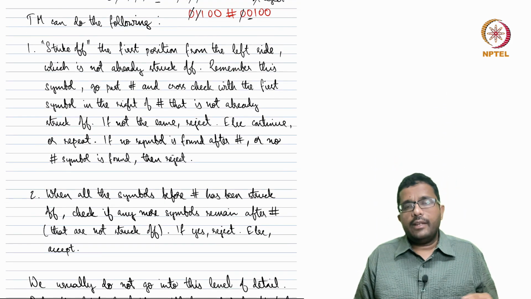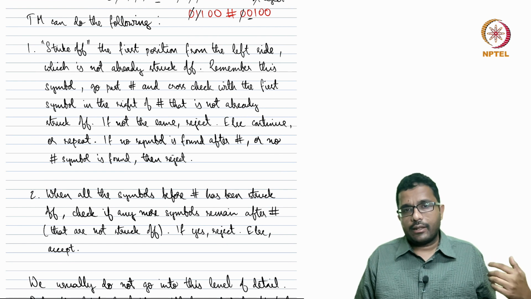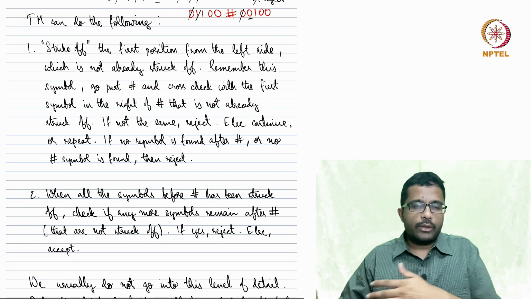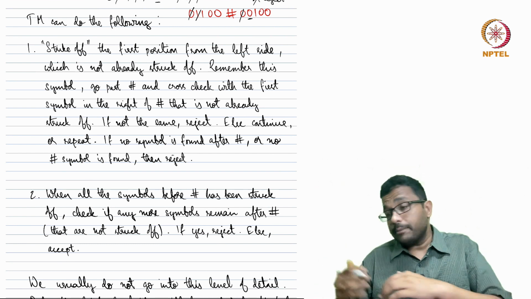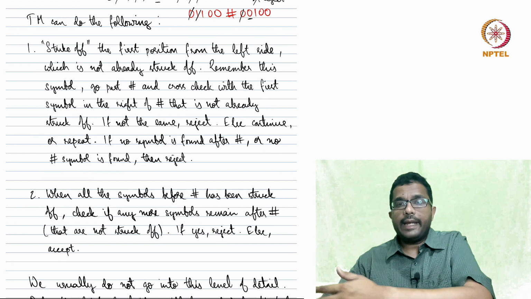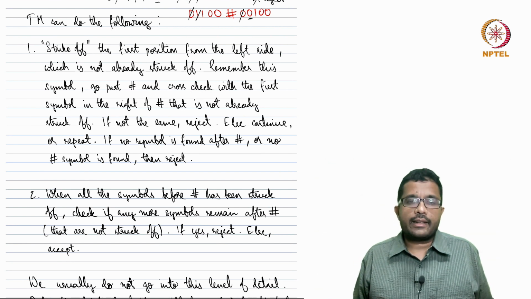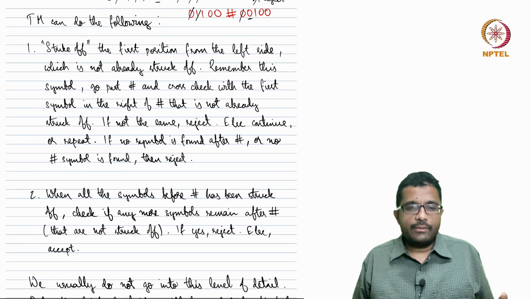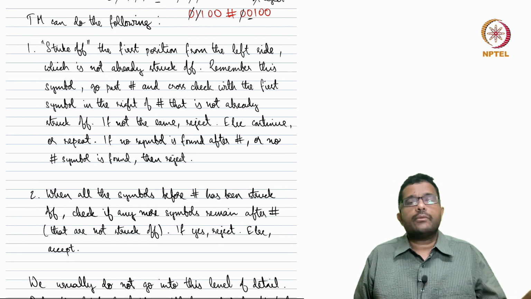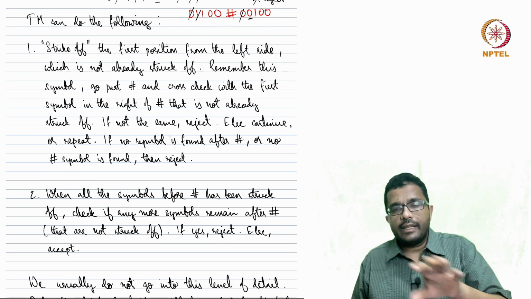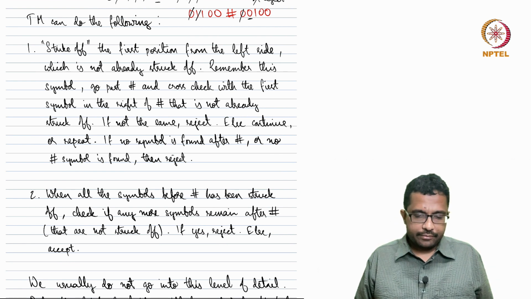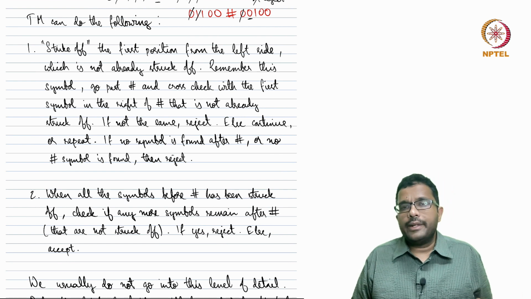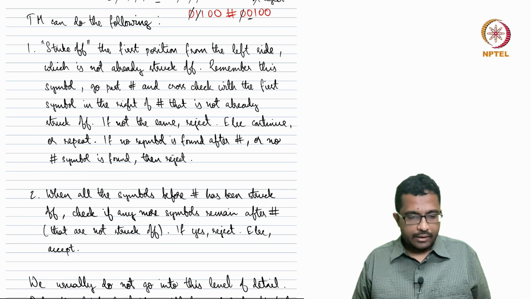Now finally, if all the symbols on the left side have been struck off, and they have matched with whatever is struck off from the right side, it is still possible that it's not in the language because there could be extra symbols on the right side. So check if there are extra symbols. If there are extra symbols, you reject. If there are no extra symbols, it means whatever was struck off from the left matched with whatever was there in the right. In that case, you accept. So this is the kind of intricate detail on how a Turing machine may operate.